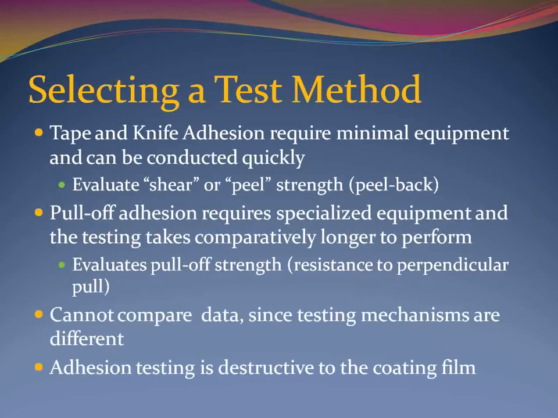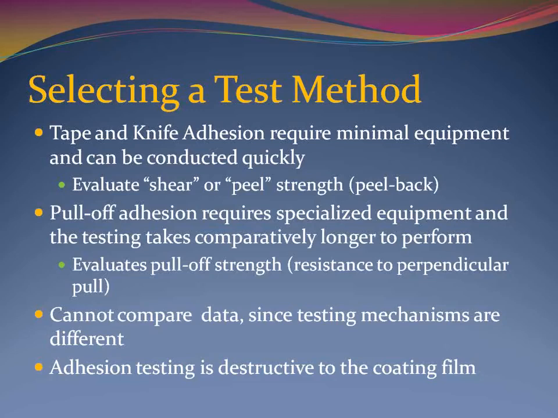Generally, the tape and knife methods are considered field test methods since they do not require any special equipment and can be conducted rather quickly. Tensile or pull-off adhesion requires instrumentation and takes comparatively longer to perform. However, the instruments used to test pull-off adhesion strength of coatings are portable, and testing can and is routinely performed in the field.